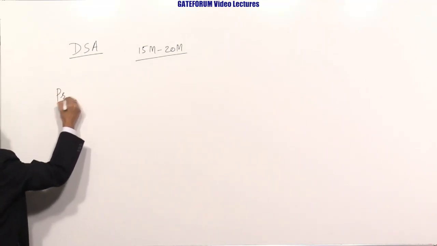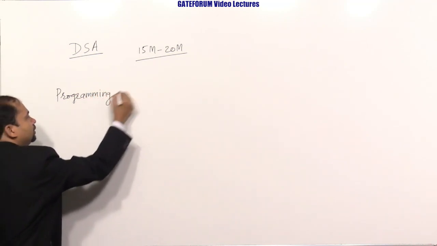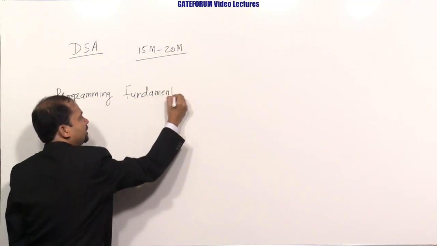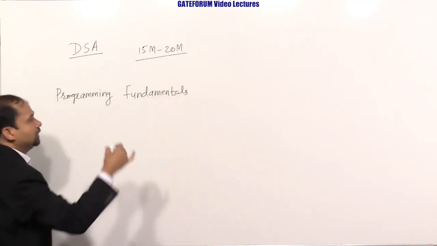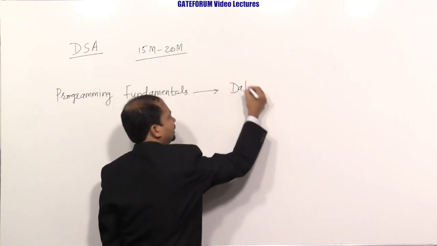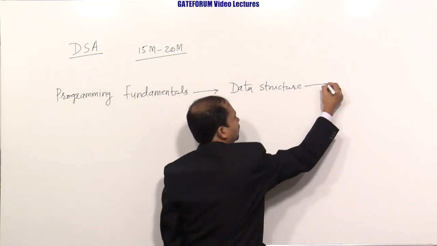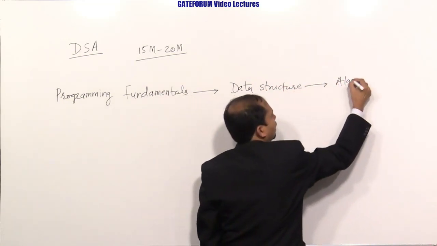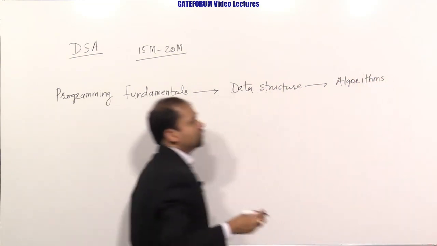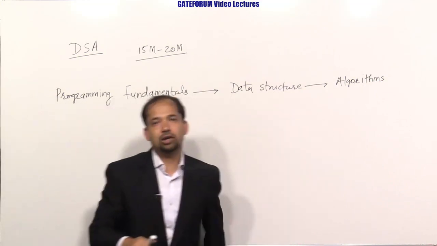So here the subject will go like this: programming fundamentals. First we cover the basics of programming fundamentals, then we will be moving to data structure, components of data structure, and then we will be moving to the various concepts of algorithms. Right. So this is a combination of programming fundamentals, data structure and algorithms.